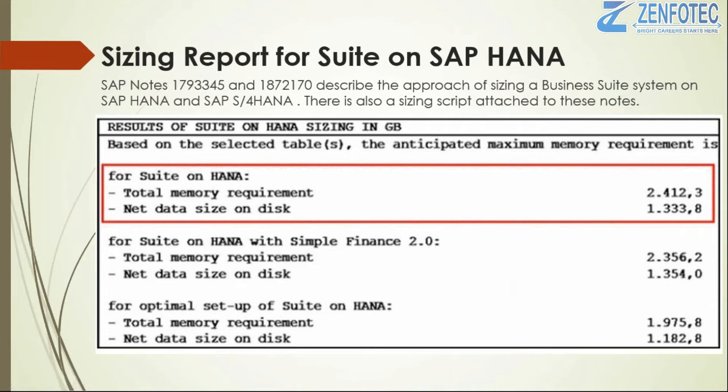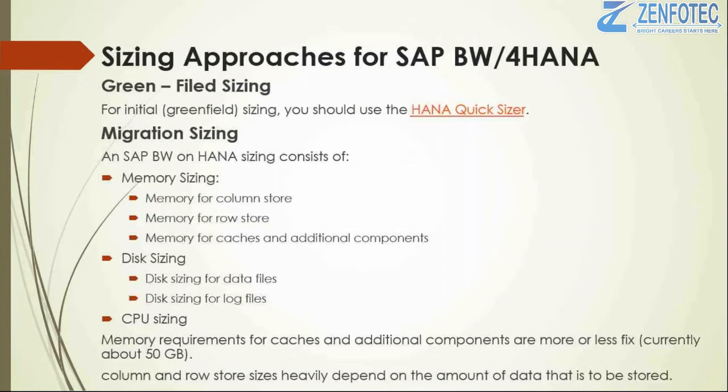Another is the sizing for BW on HANA. Here, if you're doing the sizing for BW systems, BW on HANA or BW/4HANA, the column store and the row store are important. It performs the calculation of the row store tables and gives the memory requirement for the row stores and the column stores as well.